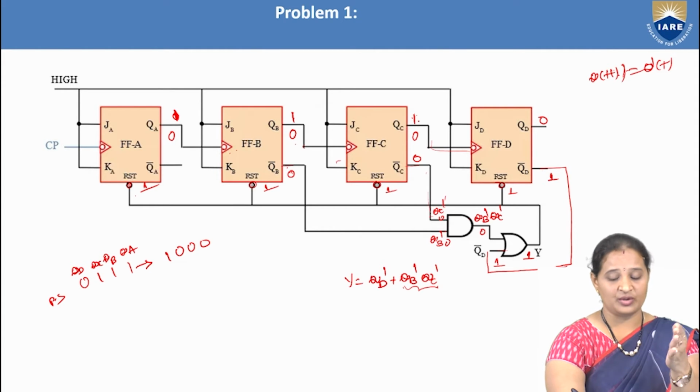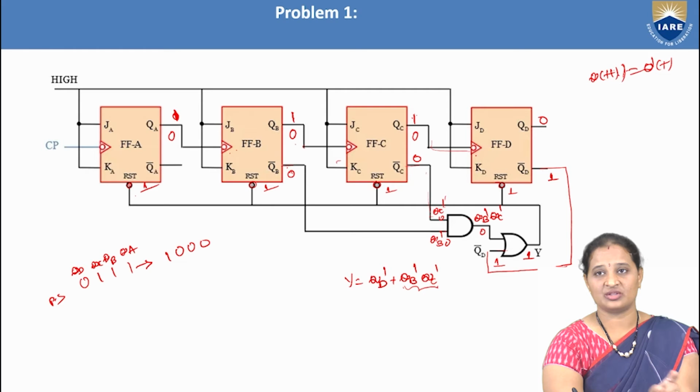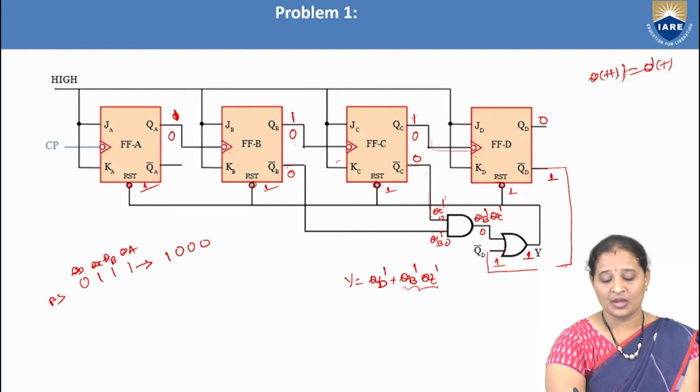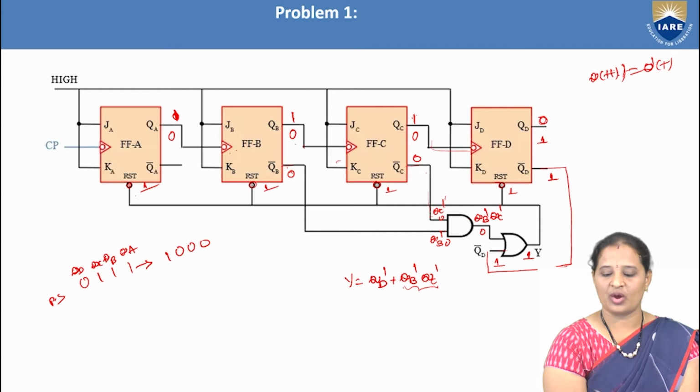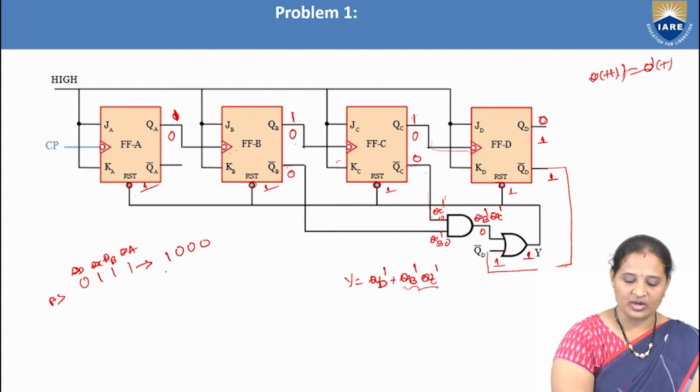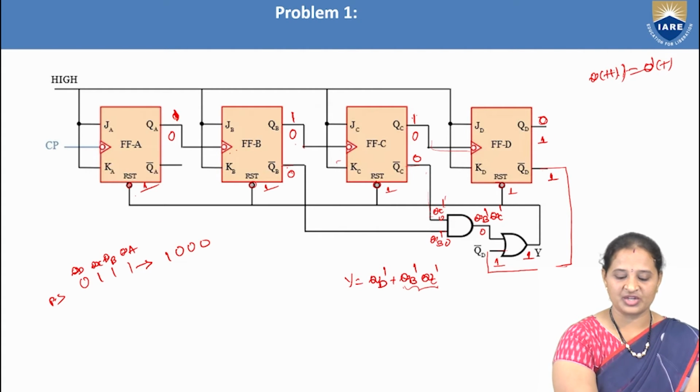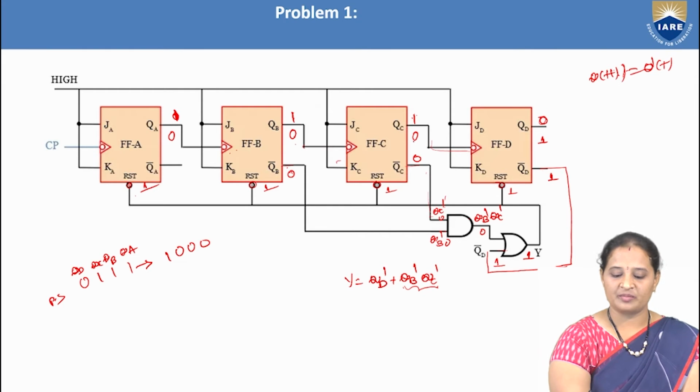Again we have 1 to 0, which means we have a negative edge in the clock of the fourth flip-flop. So what was the present state here? 0. Now it becomes 1. So what is the state we have obtained here? Initially it was 0, 1, 1, 1, whereas now the state becomes 1, 0, 0.